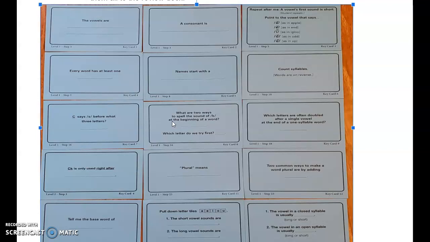The next card is found in level 1, and it's also found in step 1 of level 2, and that's CK is only used right after a short vowel. Because short vowels, I say, need an extra bodyguard because they're kind of like presidents, and so they often have letters doubled or an extra long spelling after it. Plural means, and then the answer on the back is more than one. 2 common ways to make a word plural are by adding S or ES.